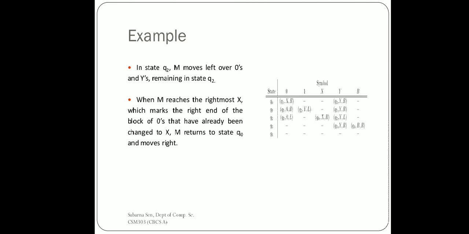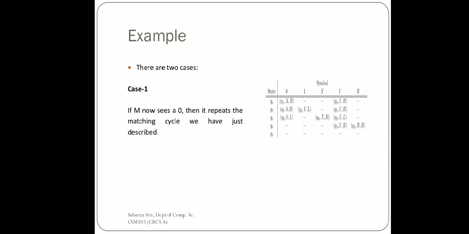Now when M reaches the rightmost x, which marks the right end of the block of zeros that have already been changed to x, M returns to q0 and moves right. Right, so whenever this rightmost x has been visited, it is going to do what? Again it will come back to the original position, right, and keep on moving to the right. It has also been depicted in this table.